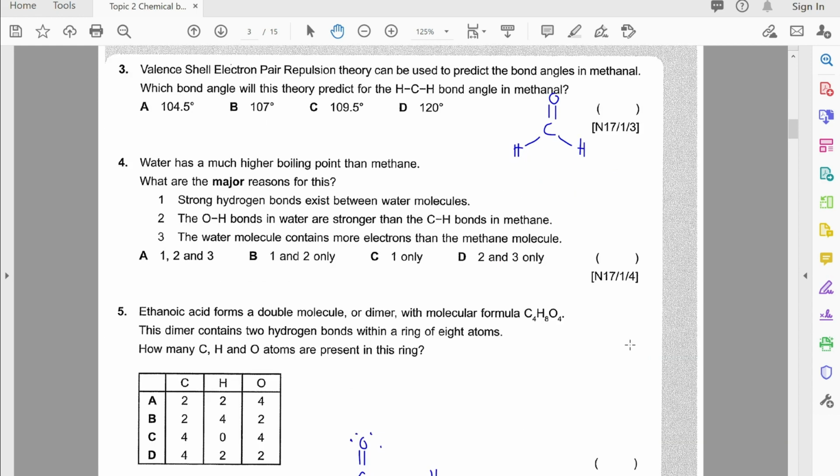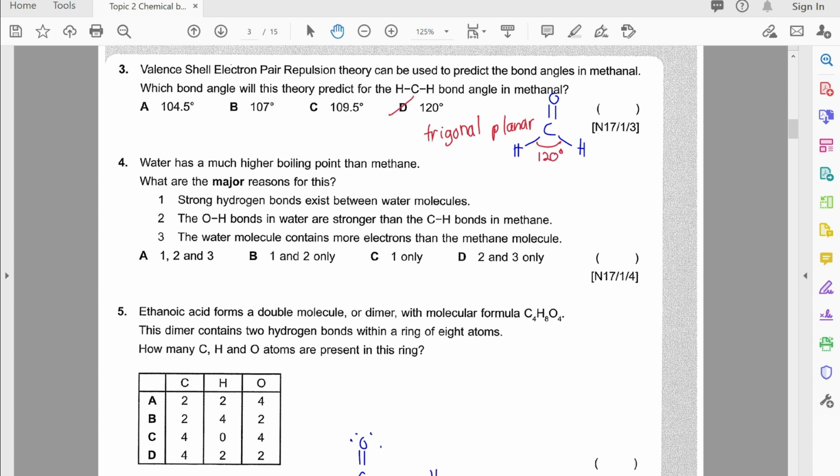Question 3. Which bond angle will this theory predict for the HCH bond angle in methanol? If we draw the diagram, methanol has 3 electron domains: 1, 2, 3. So it forms a trigonal planar shape in which the bond angle is 120 degrees.